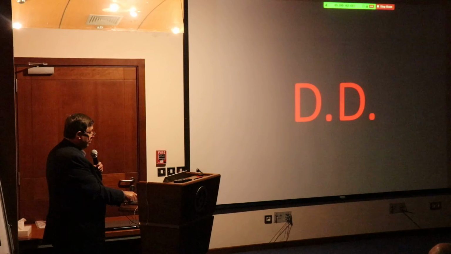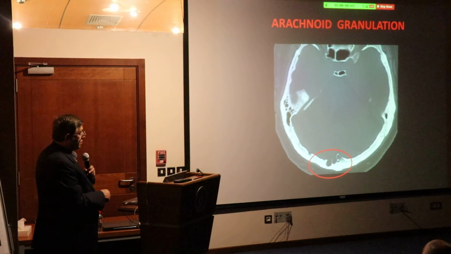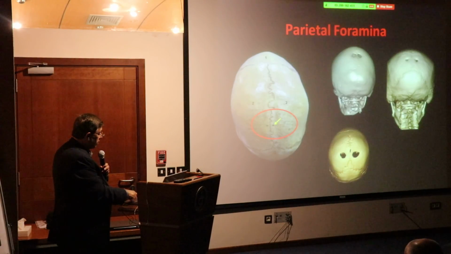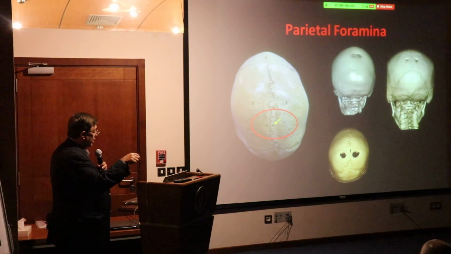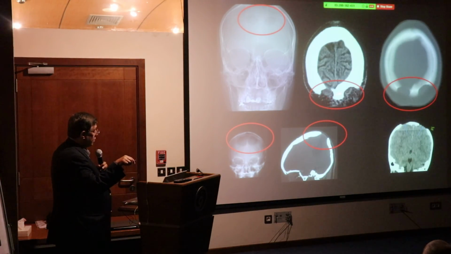So if we get some case with this leptomeningeal cyst, what's the differential diagnosis? We have to be careful. Sometimes arachnoid granulation, especially in the midline, will cause this. This is normal. Parietal foramina, which is usually a small foramina, can be large, like this. Look at this. These are all normal variant of parietal foramina.